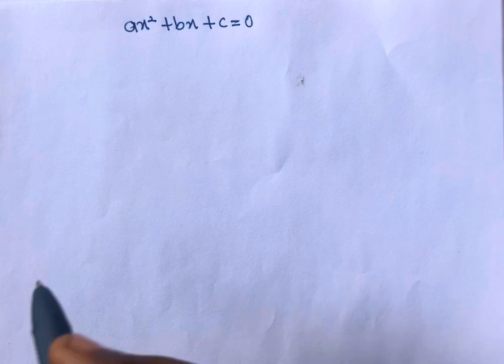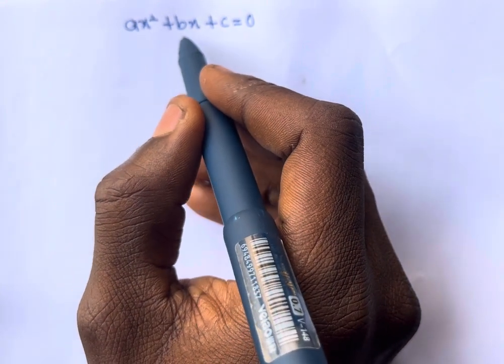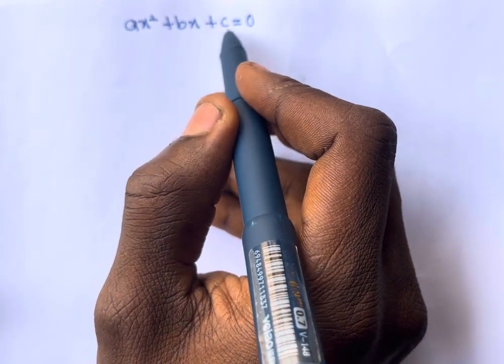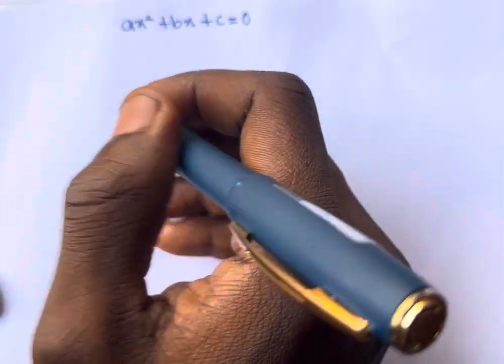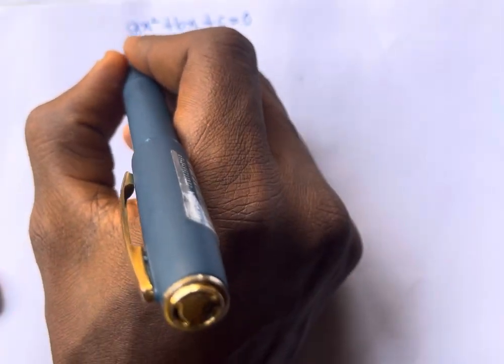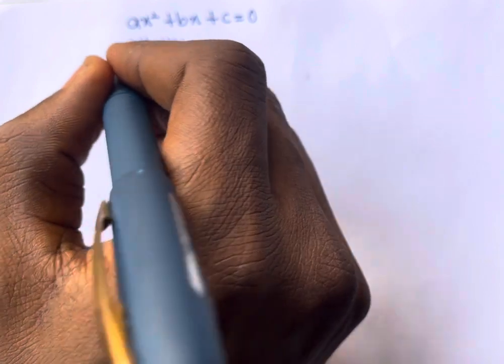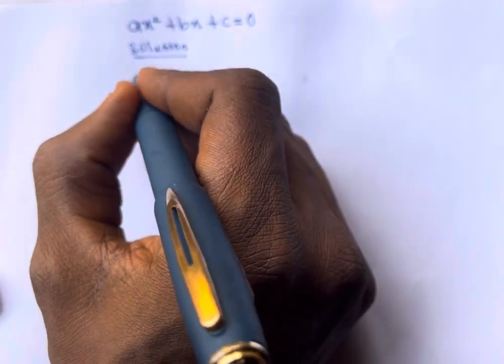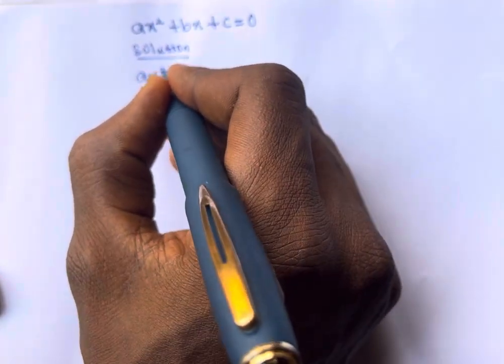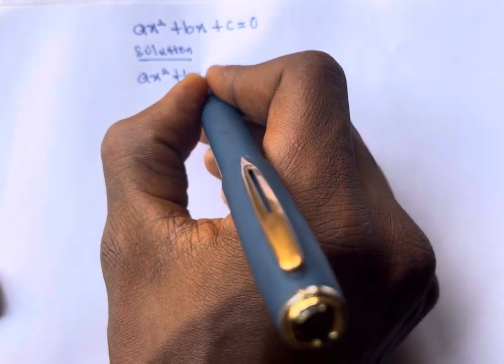Hi, welcome to mathematics. In this video, we want to derive the general quadratic formula from the given quadratic equation that says ax squared plus bx plus c is equal to 0. Now let's go. Solution. We have ax squared plus bx plus c.